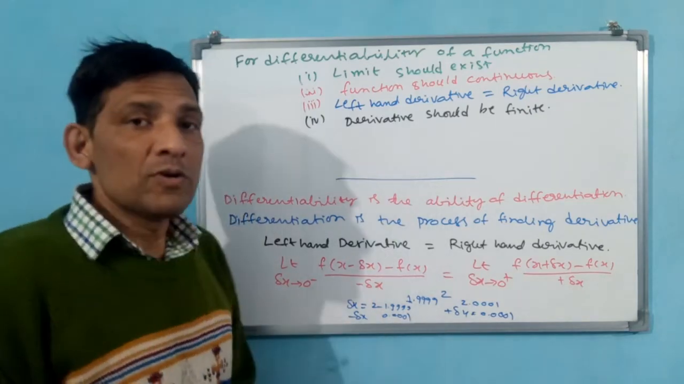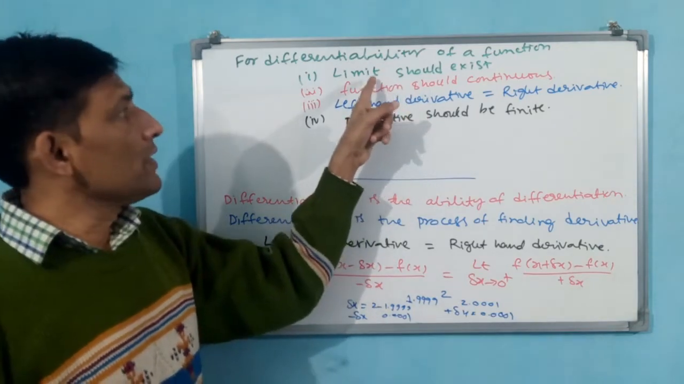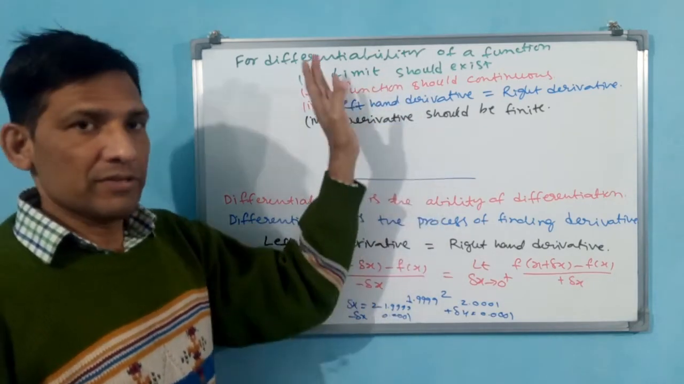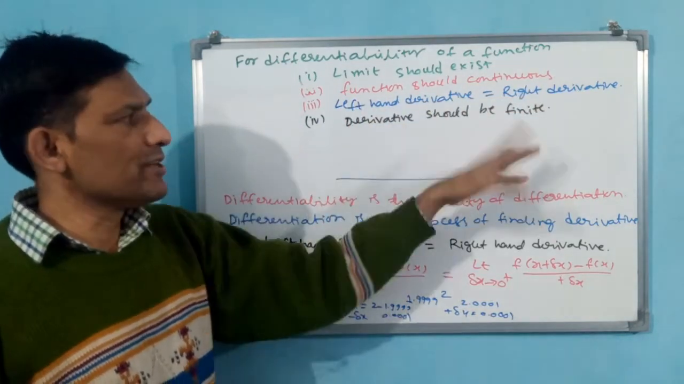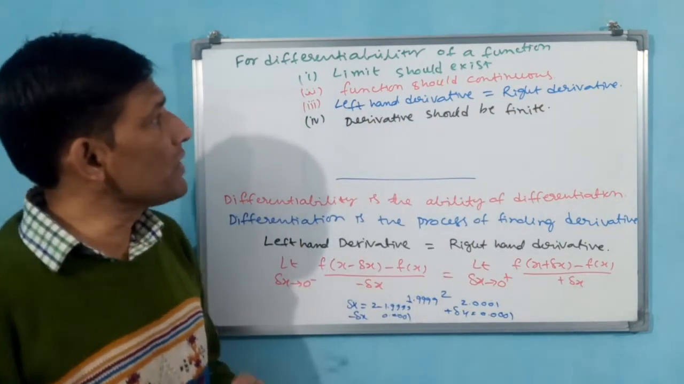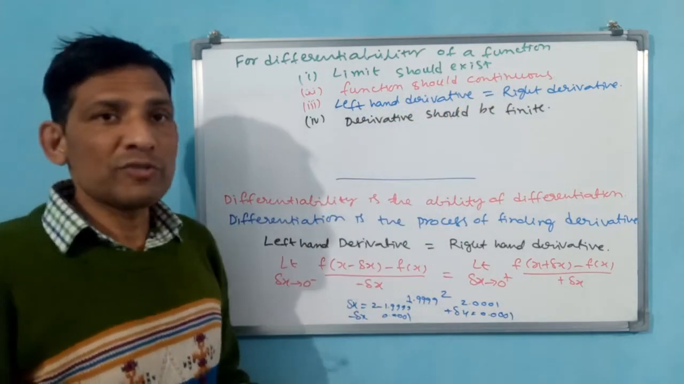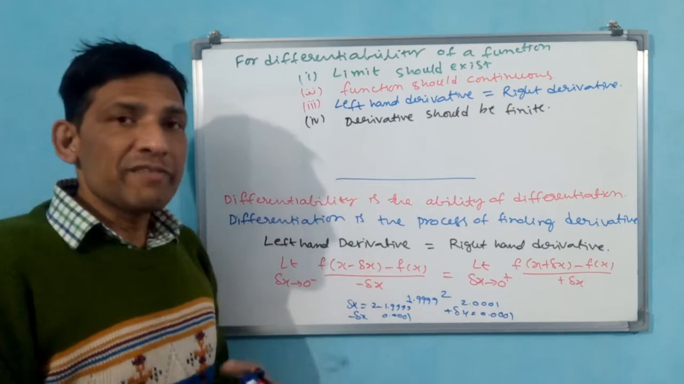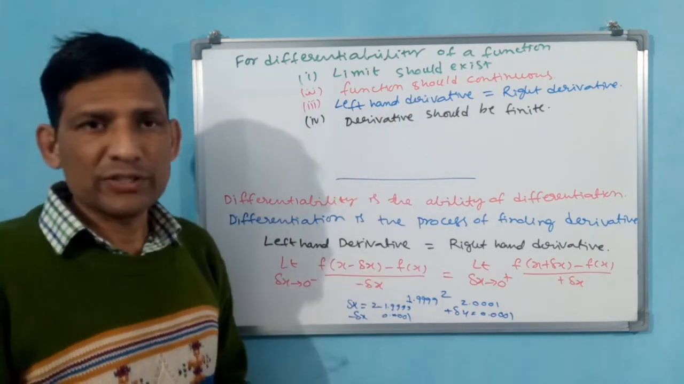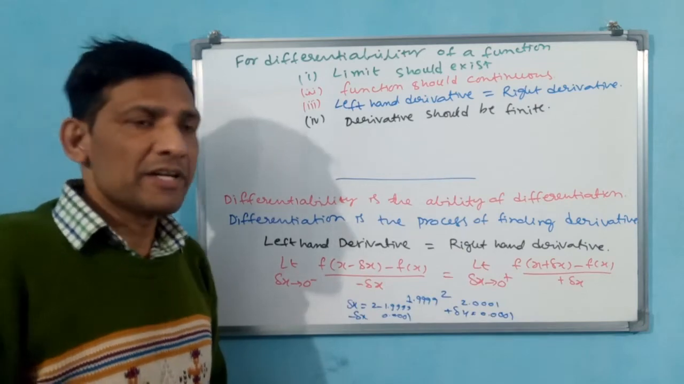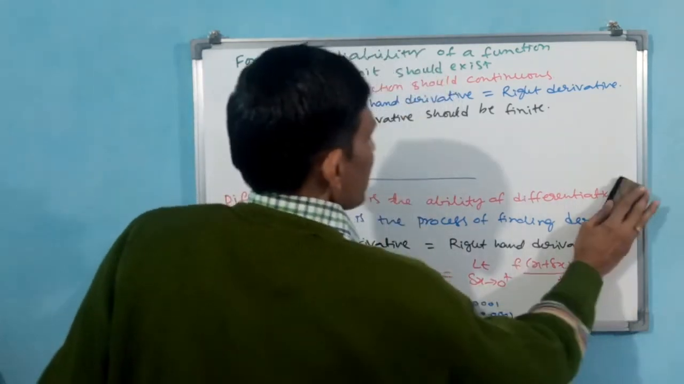Okay? Now we have seen that for differentiability, these are the conditions. Limit should exist, function should be continuous, left hand derivative is equal to right hand derivative, and it should be finite. Now we can say that for derivative, function should be continuous, means all differentiable functions are continuous functions only. Like that we will write. I am going to rub and again I am going to write here. You see what I am writing.